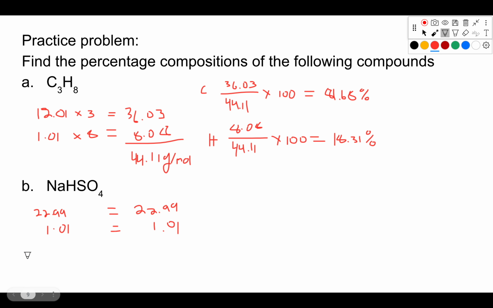And then sulfur, which has a weight of 32.06. Again, only one sulfur atom, so we don't need to do anything to it. And then lastly is oxygen, which we know to have a molar mass of 16, but this time we do have to multiply that by 4 because there are 4 of them here. And when we do that, we get 64.00.